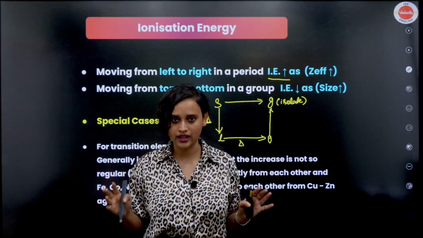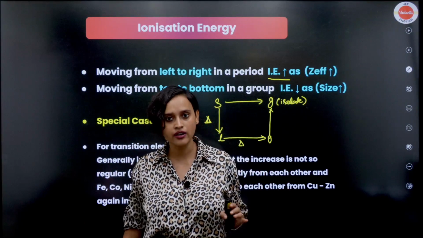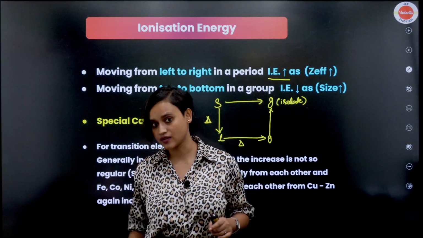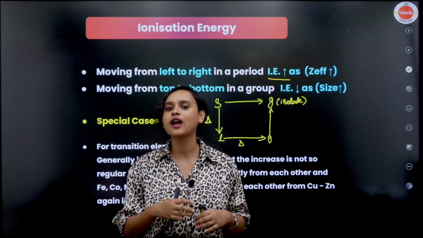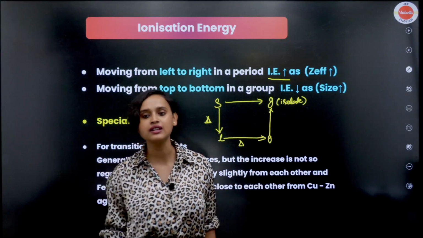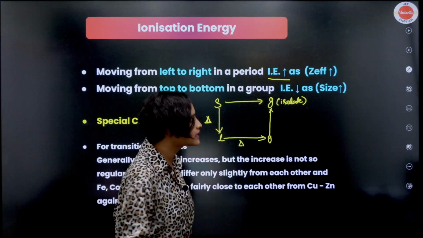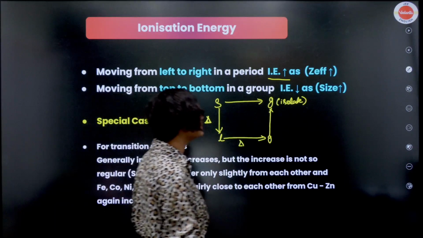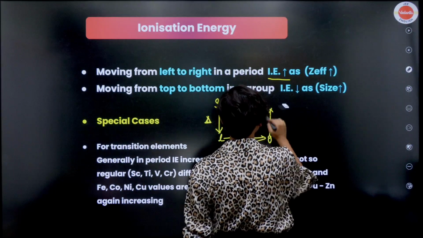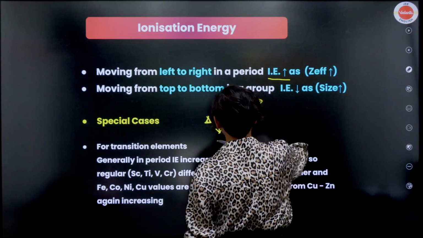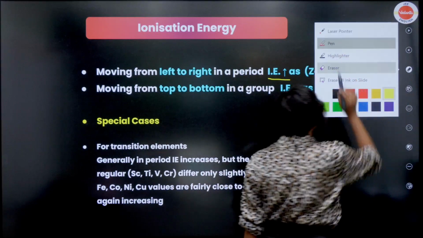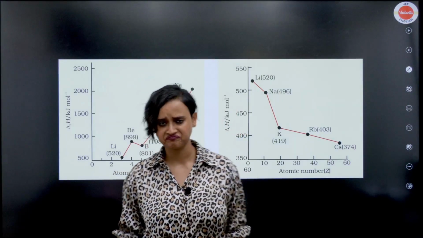In case of this 3D series, nothing is regular actually. Their hydration enthalpy is not regular. Their ionization enthalpy is not regular. Their sublimation energy is not regular. Which is why you get to see these irregular trends in this 3D series. Are you understanding? So, I am going to just remove it because this was just an example that I told you. Alright, got it? Clear.